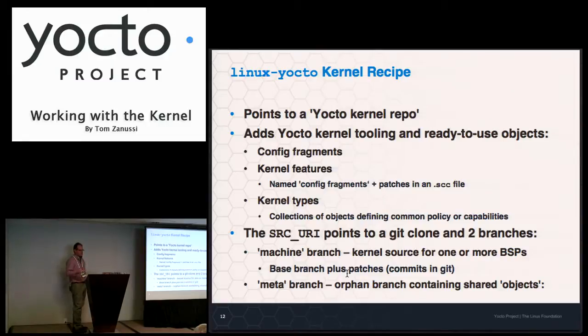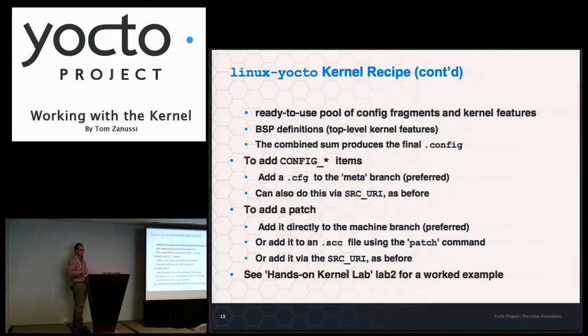So the Linux Yocto recipe points to a git clone again, just like the Linux Yocto custom recipe did. But in this case, it points to two branches instead of the one. One is the machine branch, which is the source used to build the kernel, a machine-specific branch with source code changes for that particular machine. The other is a single branch in the repo that's shared between all the other branches, called the meta branch. It's an orphan branch that contains shared objects, by which I mean a pool of config fragments and kernel features centralized in this meta branch for anyone to use.